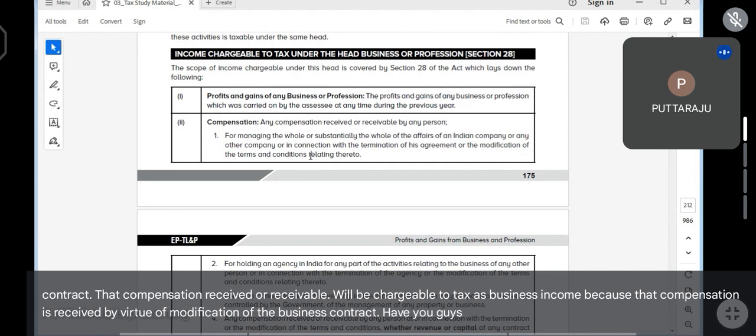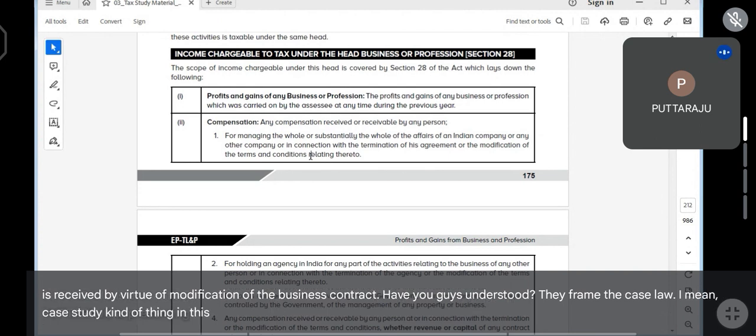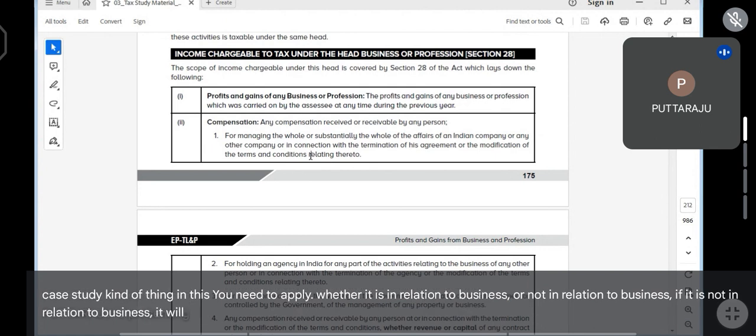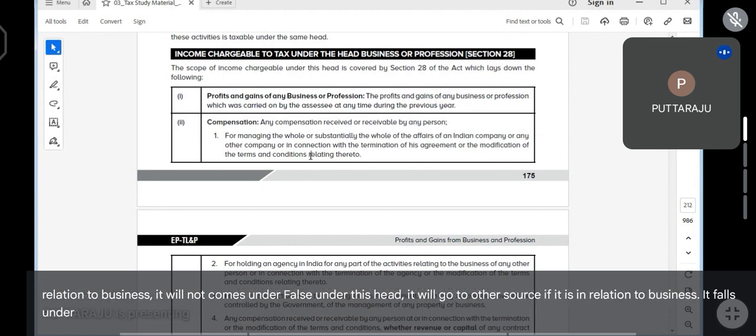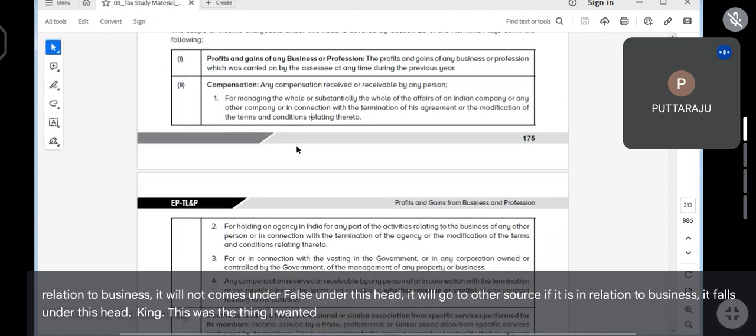Have you guys understood? They frame the case study kind of a thing in this. You need to apply whether it is in relation to business or not in relation to business. If it is not in relation to business, it will not fall under this head. It will go to other sources. If it is in relation to business, it falls under this head. Okay. This was the thing I wanted to clarify. Other things are almost similar to this.